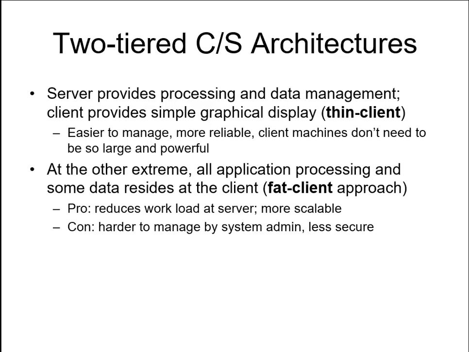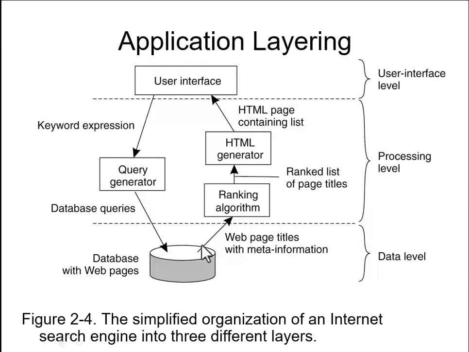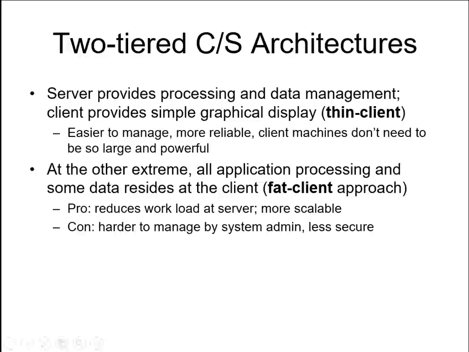At the other extreme, all the application processing and some data resides at the clients. So this means, if we want to combine these two in a two-tier architecture, I'm talking about a two-tier architecture, and we make it a separate tier and these two combine as another tier, then on the client side we have a processing level as well as a user interface level. So this makes it a fat client. A fat client includes the processing level, while a thin client does not include the processing level. So it depends on the technology and development tool.